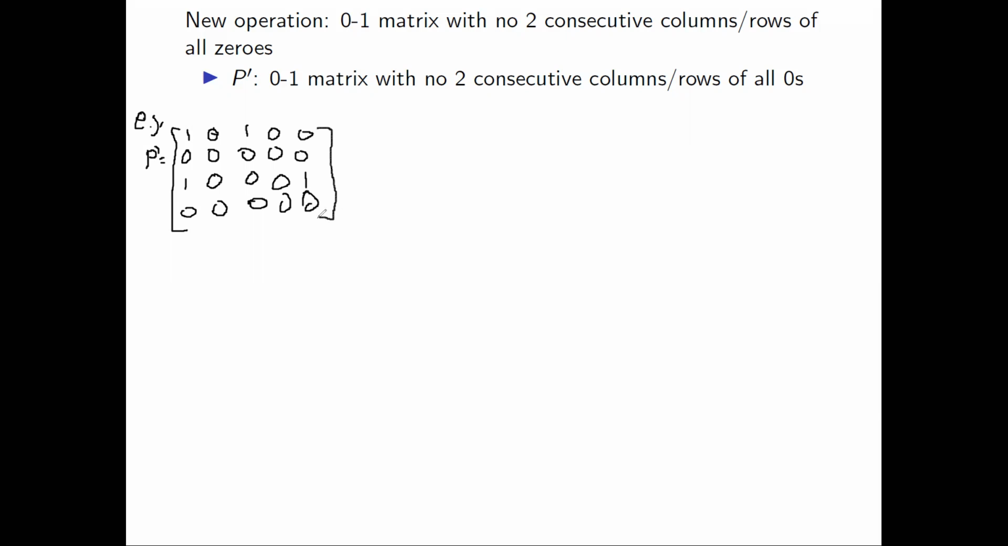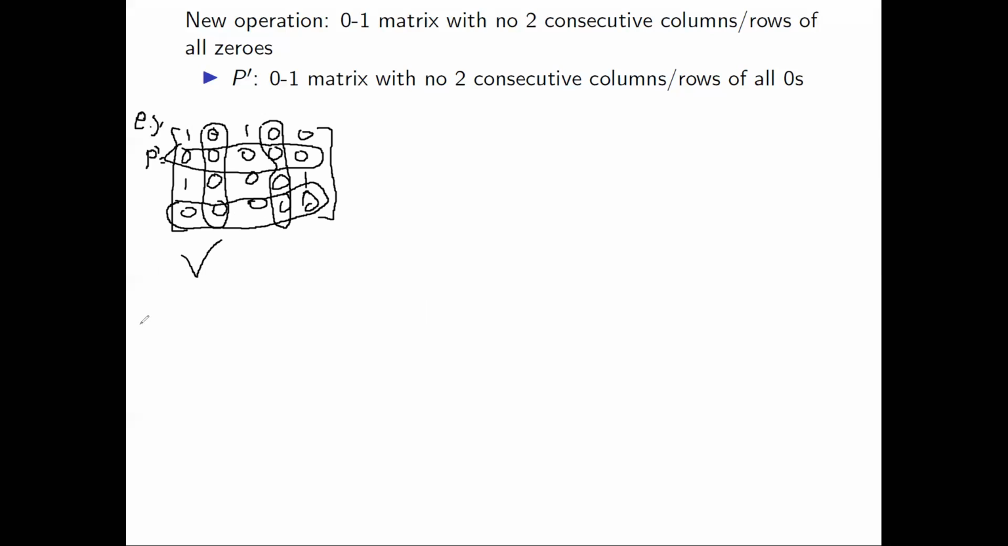So let's look at this one. We have a column of zeros here and a column of zeros here. We have a row of zeros here and a row of zeros there. Those are the only columns of zeros and only rows of zeros. All the other columns and rows have at least a single one. And this one has no two consecutive columns of zeros and no two consecutive rows of all zeros. So this one is fine. This is definitely a valid P prime.